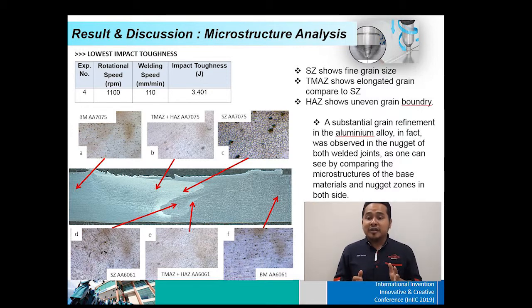The substantial grain refinement in the aluminum alloy in fact was observed in the nugget of both welded joints, as one can see by comparing the microstructure of the base material and the nugget zone on both sides. This effect is due to the dynamic recrystallization induced by the severe deformation and concurrent frictional heating during the FSW.